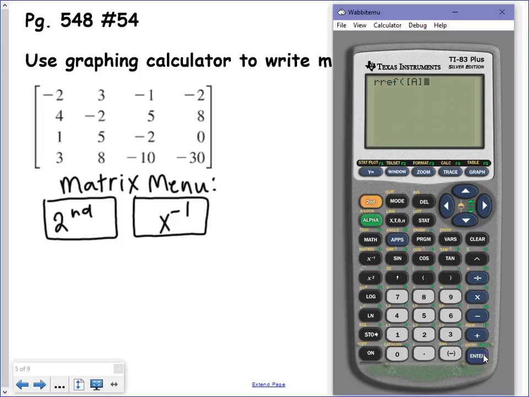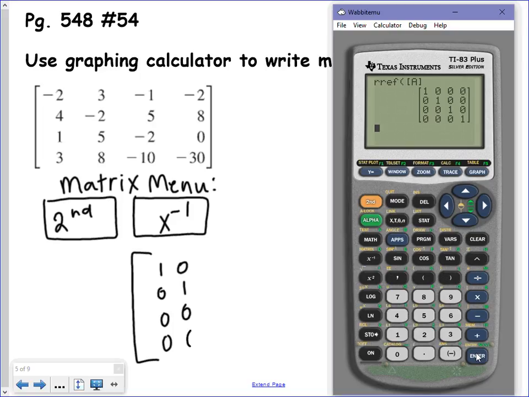Oh my gosh. You have to do both. Second. That's so. Oh, yeah. Okay, now hit enter. Oh, yeah. I'm so cool. Oh, I did it. Yeah, yeah. And then you can copy out your reduced row echelon form.